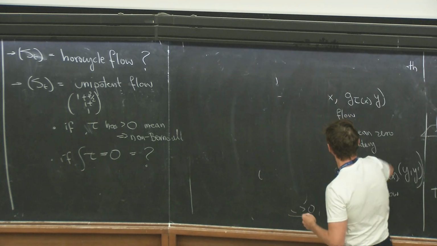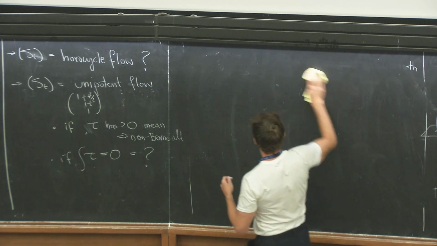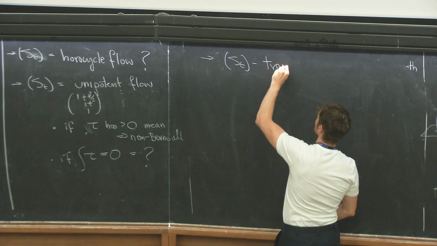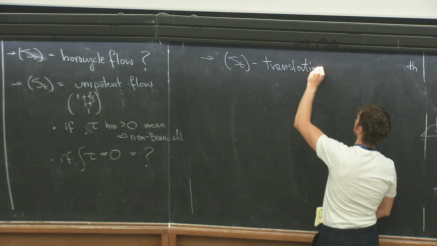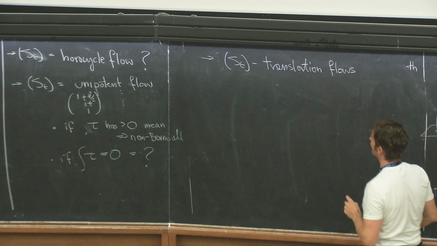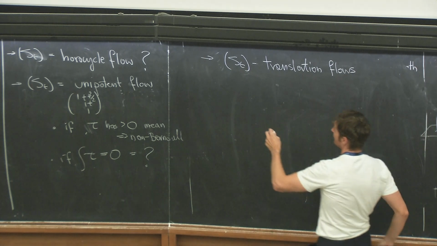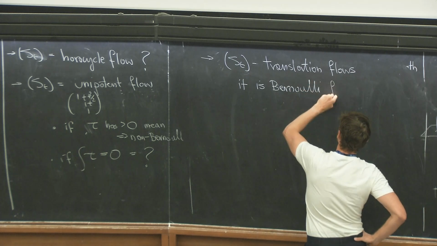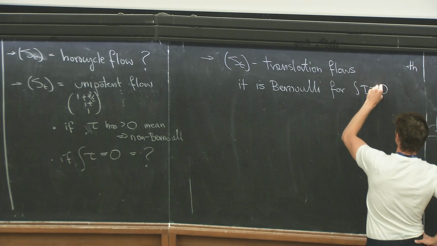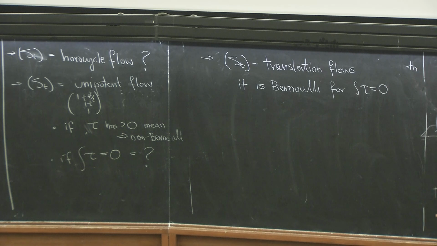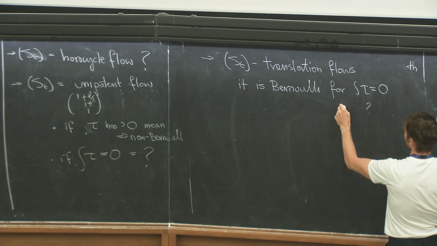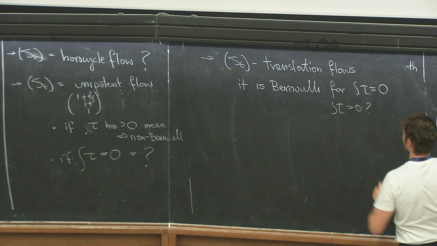And maybe just two more, and I'll stop. For S_T you can put translation flows, which are related to IET. And then it is Bernoulli for the integral of tau being 0. This is a result of Chang, Guangdong and myself. It is not known in the positive case, maybe under some extra assumptions, but we don't know in general what happens if the mean is positive.